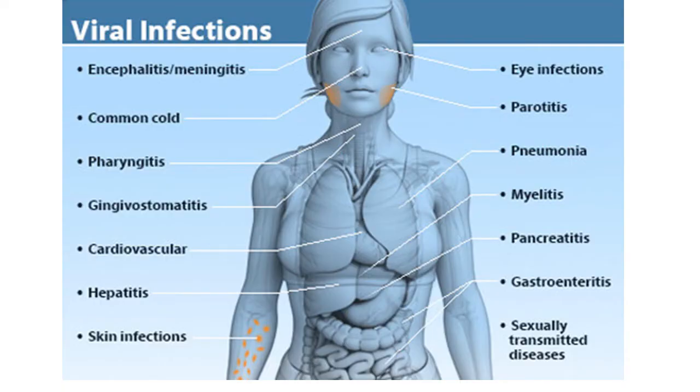Some viral infections could include what you see on these slides. So we're fairly familiar with things like the cold and pneumonia. Sometimes some of us will get gastroenteritis or eye infections. But there's also the sexually transmitted diseases, encephalitis, meningitis, hepatitis, skin infections, and so on.